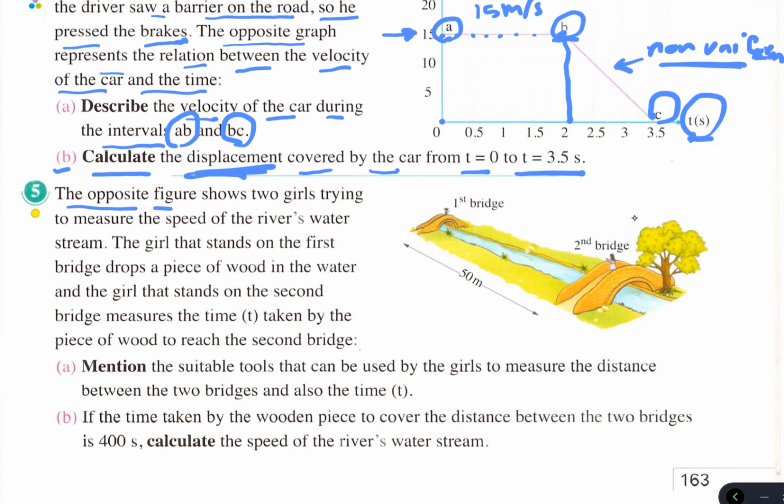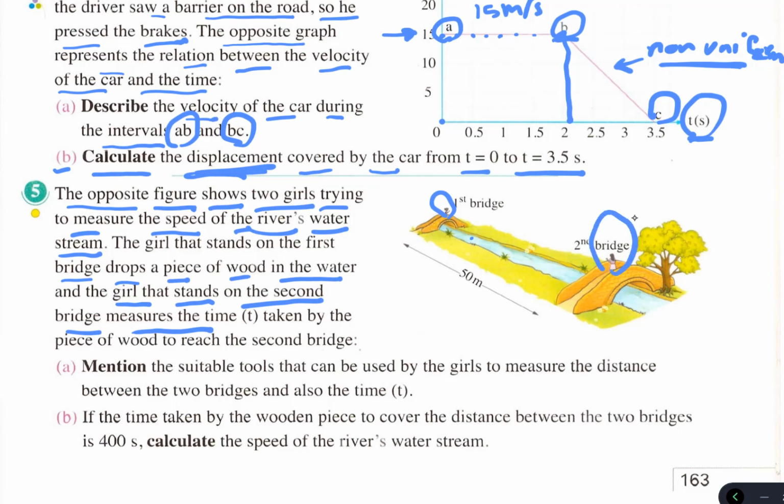The opposite figure shows two girls trying to measure the speed of the river's water stream. The girl that stands on the first bridge drops a piece of wood in the water, and the girl that stands on the second bridge measures the time taken by the piece of wood to reach the second bridge.